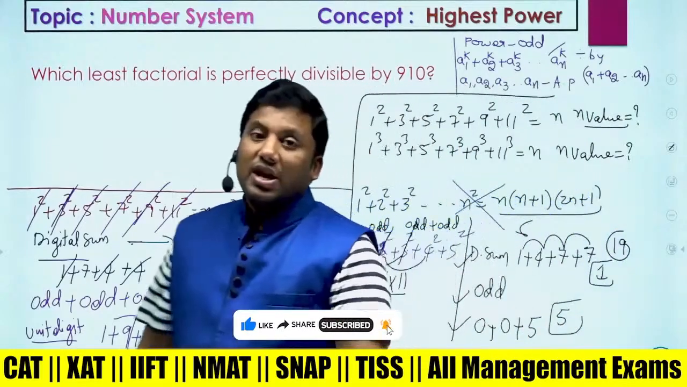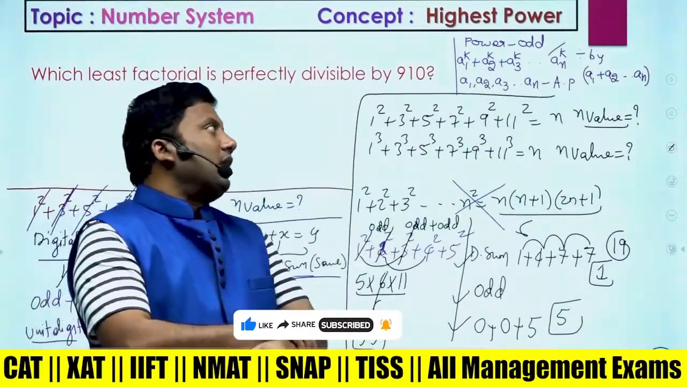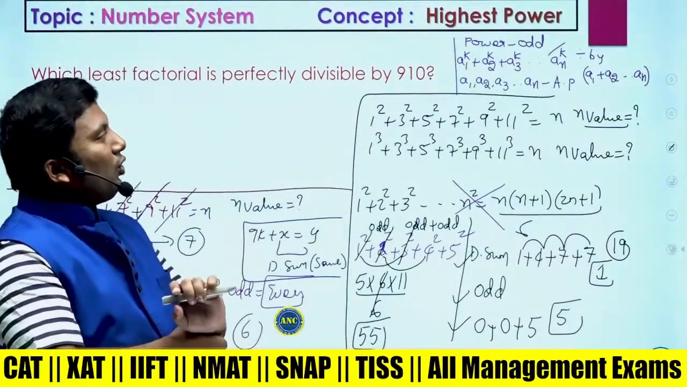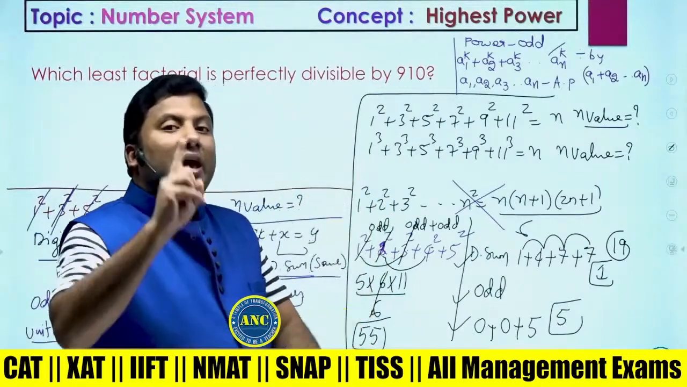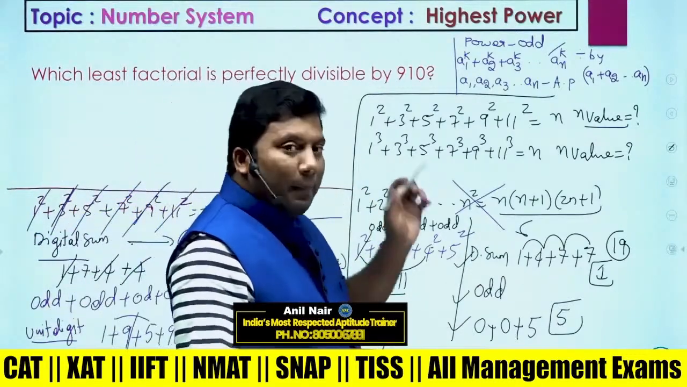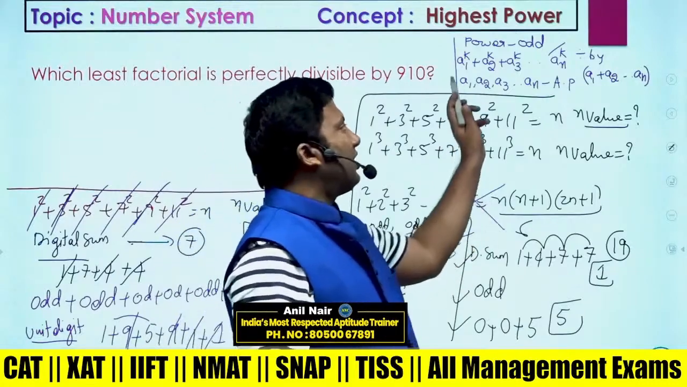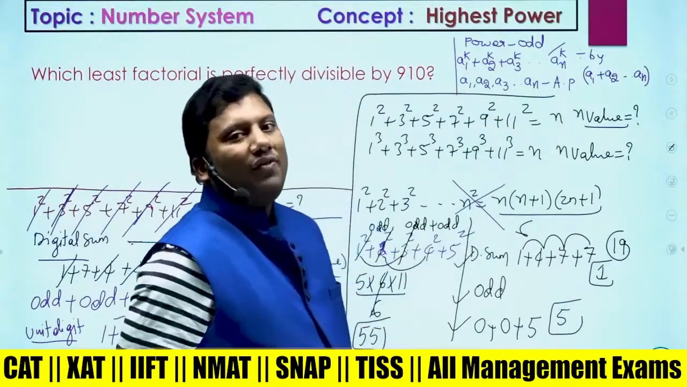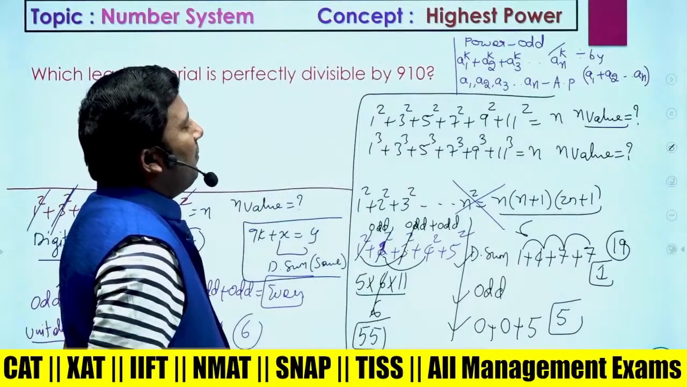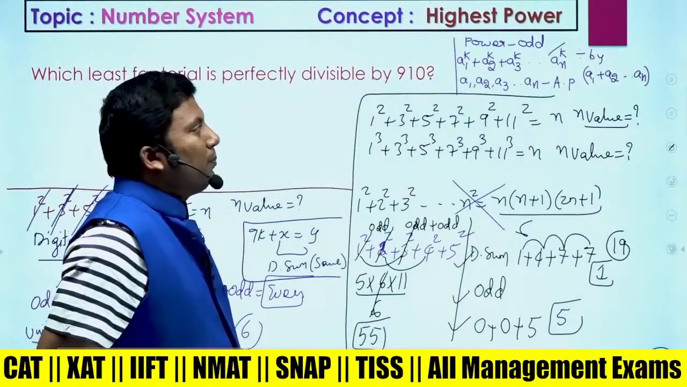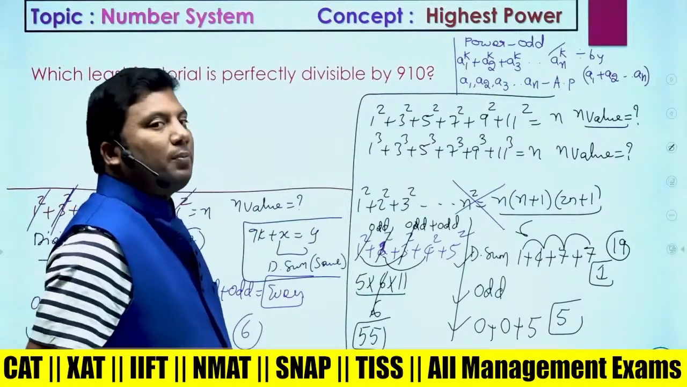If the power is an odd number, A1 power k plus A2 power k plus A3 power k, if the bases are following a particular pattern, that pattern is in arithmetic progression, then the series is always divisible by the sum of the bases. What is the sum of the bases? A1 plus A2 plus A3 and so on up to AN.